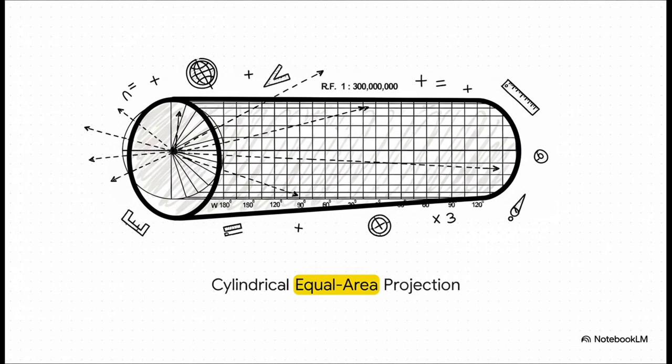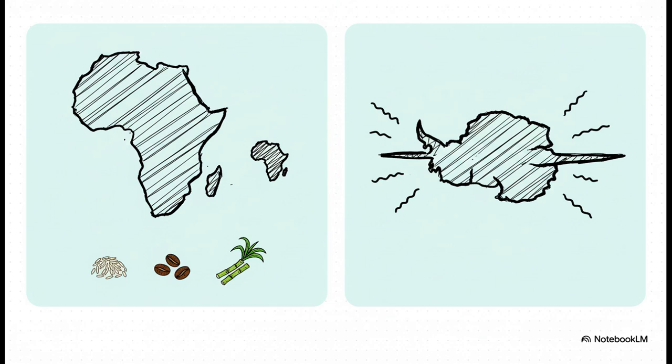Okay, next up is the cylindrical equal area projection. This one comes from our paper tube model. Just look at the grid. See how all the parallels and meridians are perfectly straight lines and they all meet at right angles? It makes a nice, neat grid. So what's its superpower? Area. The size of countries is shown correctly, which is awesome.